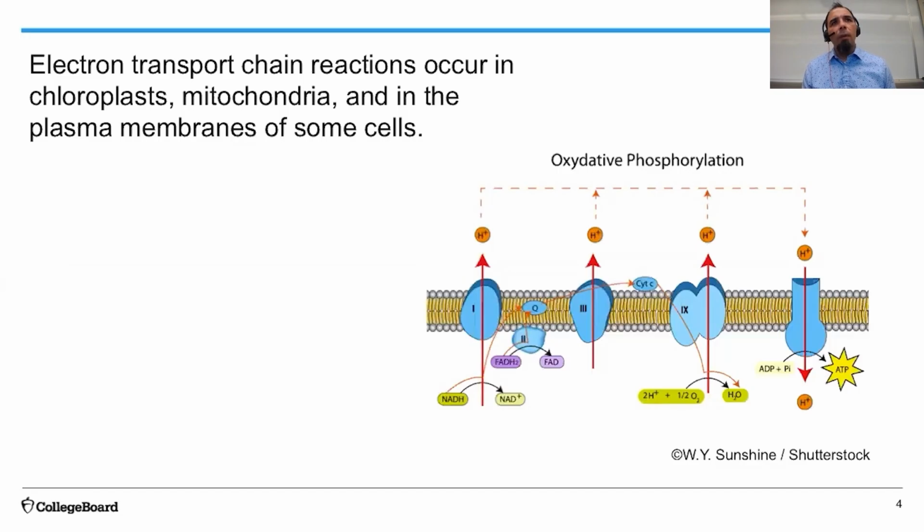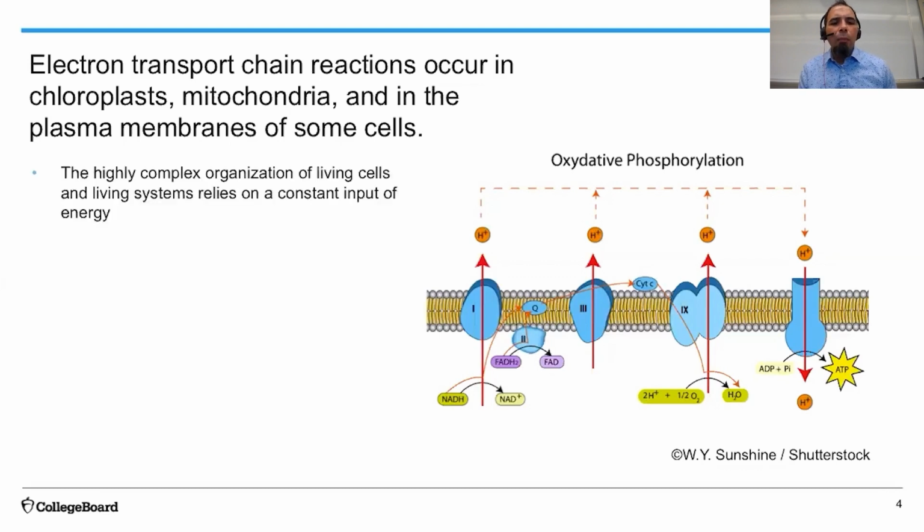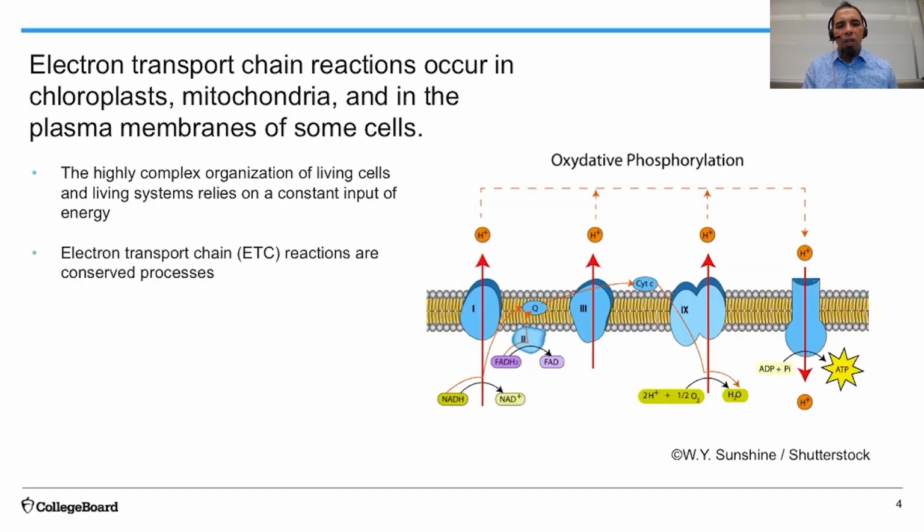And so let's start with the electron transport chain. Again, the electron transport chain reactions occur in chloroplasts, mitochondria, and the plasma membrane of some cells. The highly complex organization of living cells and living systems relies on a constant input of energy. We constantly have to have energy coming in. And so those reactions are a conserved process, which means that all living things have some form of an electron transport chain.